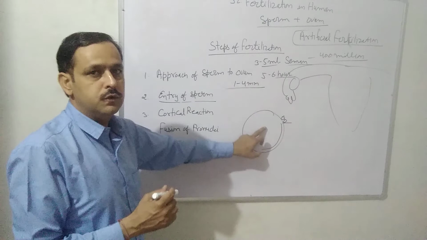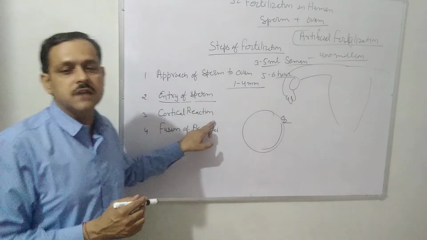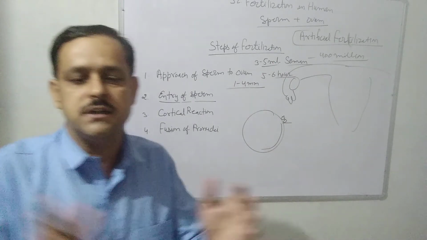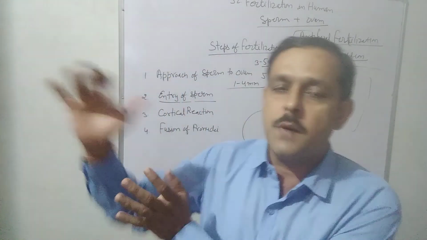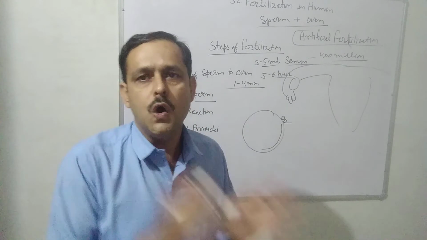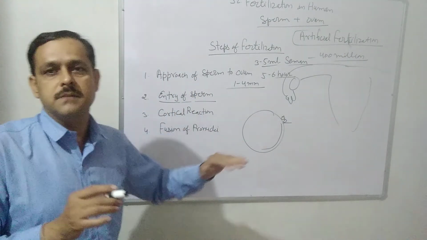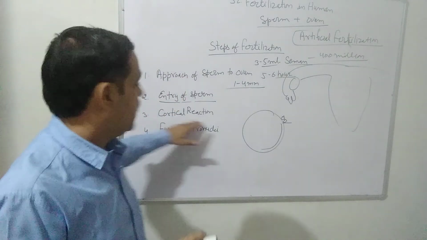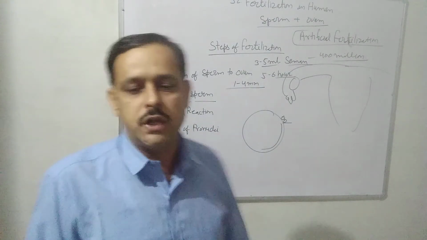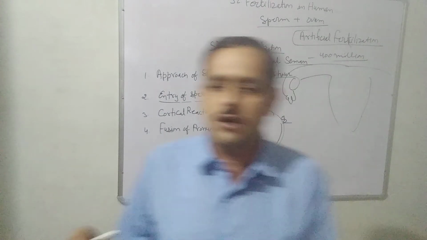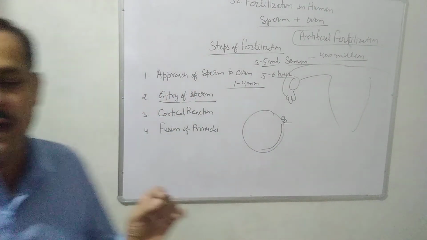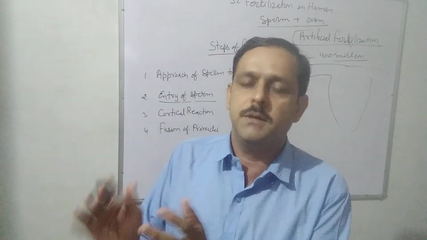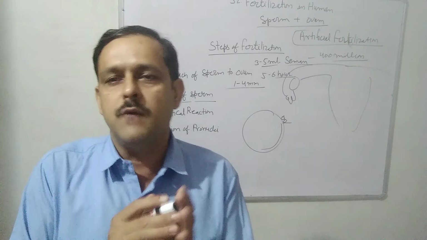Entry of sperm into the egg. Then cortical reaction. The third step is cortical reaction. Just after entry of sperm, the cortical reaction takes place to prevent entry of other sperms into the ovum. Means after entry of one sperm into the ovum, the prevention of another sperm from entering the ovum is called cortical reaction. In this reaction, cortical granules present below the plasma lemma of the ovum are chemical substances present between the cytoplasm of the ovum and the vitelline membrane.